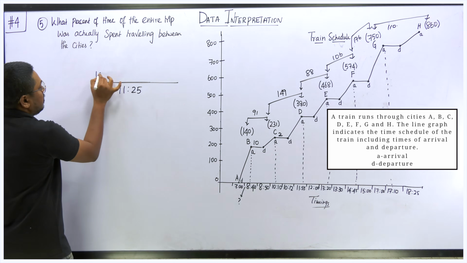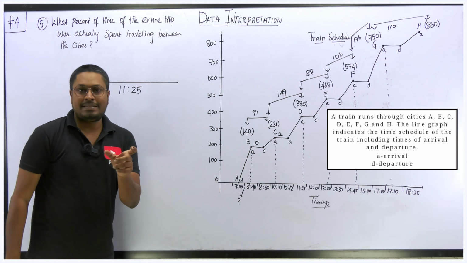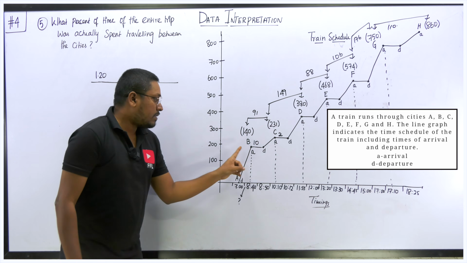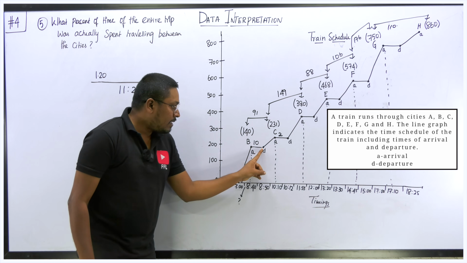So 1:20. Friends, understood or not? 1 hour 20 minutes between the cities, right? So from city B to city C, we need to calculate the time. From city B, after 10 minutes of stoppage time, from this point, the departure, right?